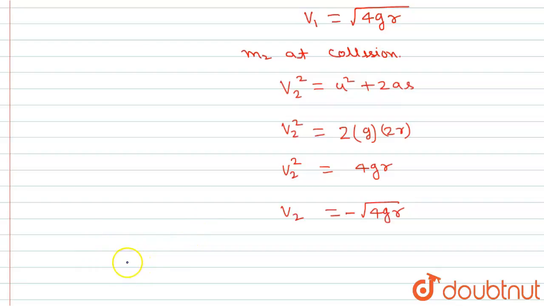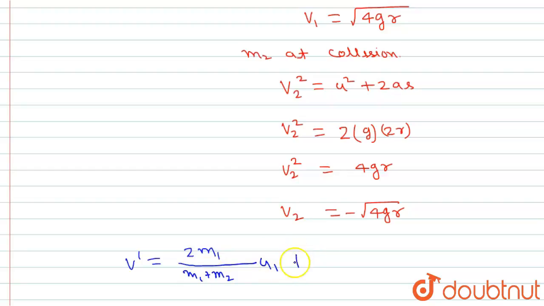After collision, v dash is equal to, we can apply the collision formula here. This is equal to 2m1 divided by m1 plus m2. Clear? And this is what?